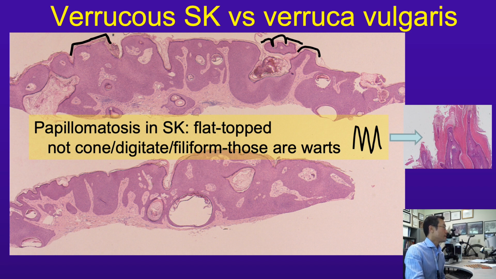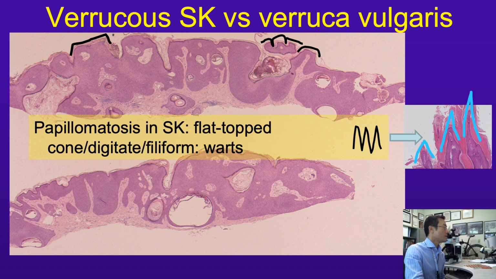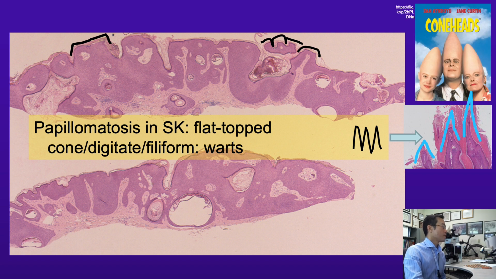And in fact, there's a variant of seborrheic keratosis that we report routinely as verrucous or digitate seborrheic keratosis, reflecting those overlapping features. One of the key differences between a verruca and a classic SK with flat-topped papillations is the shape of the papillations. Compared to the flat-topped papillations in seborrheic keratosis, in verruca vulgaris they're more pointed, perhaps like a church steeple, or the cone heads.